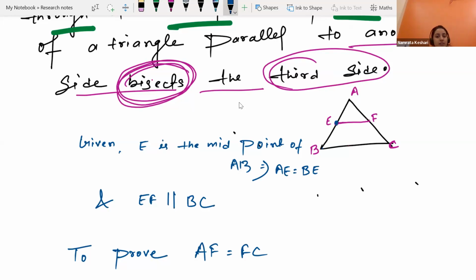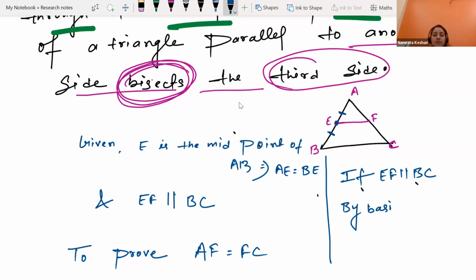If E is the midpoint, we can say that AE and BE will be equal. Yes or no? Yes, ma'am. Okay, and if EF is parallel to BC, then by basic proportionality theorem, can we write that AE by BE equals AF by FC? Of course, we can write. If parallel is given, then the ratio must be equal by basic proportionality theorem.